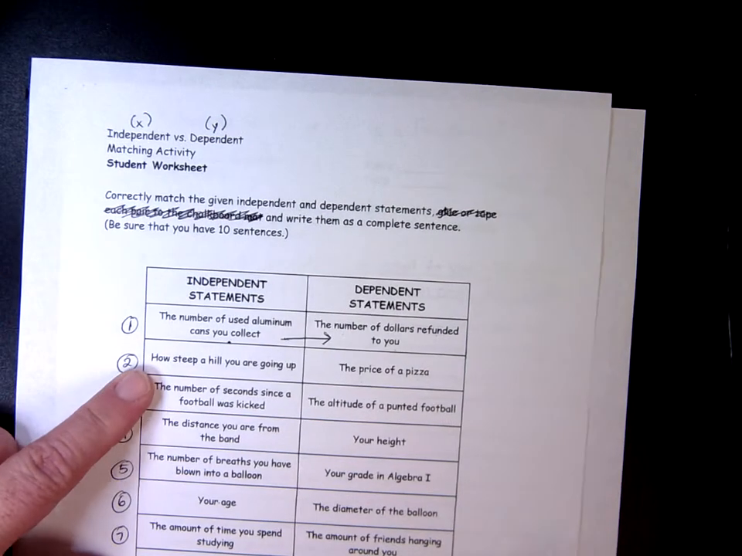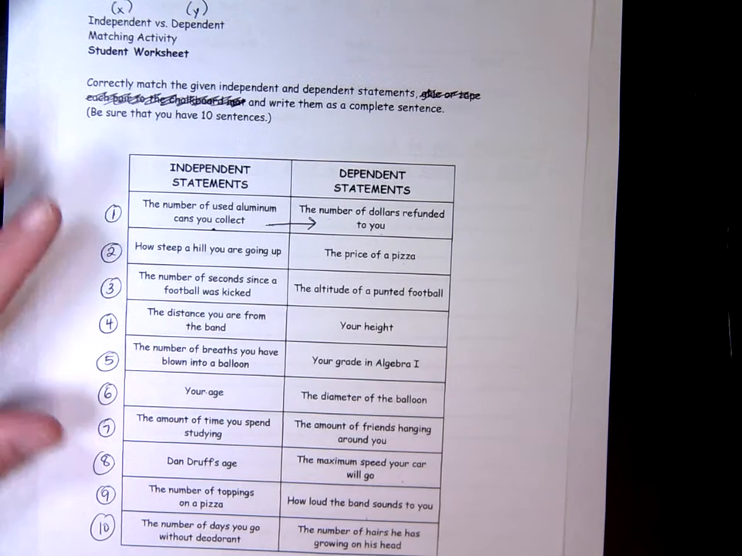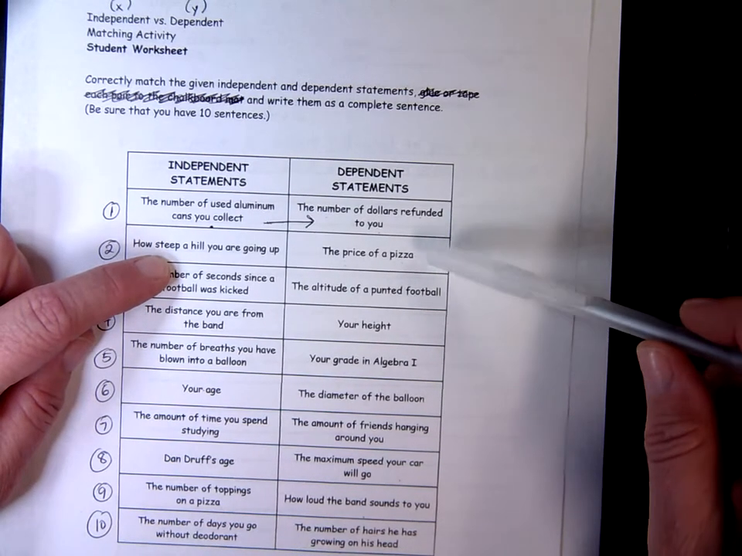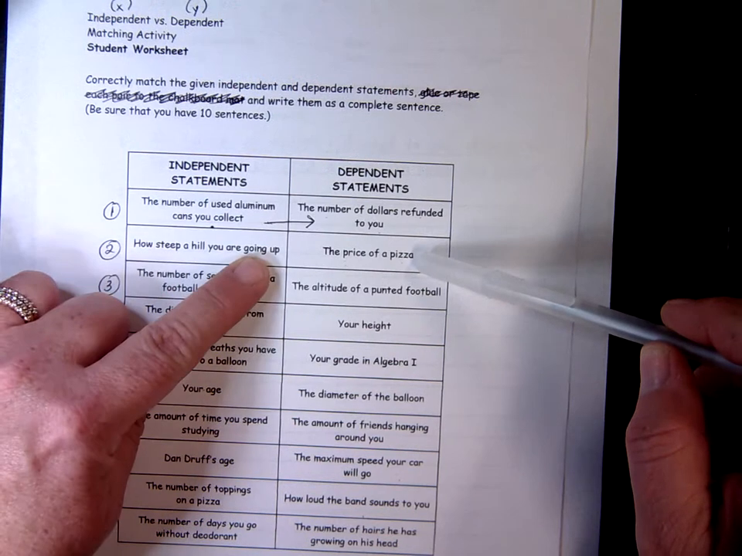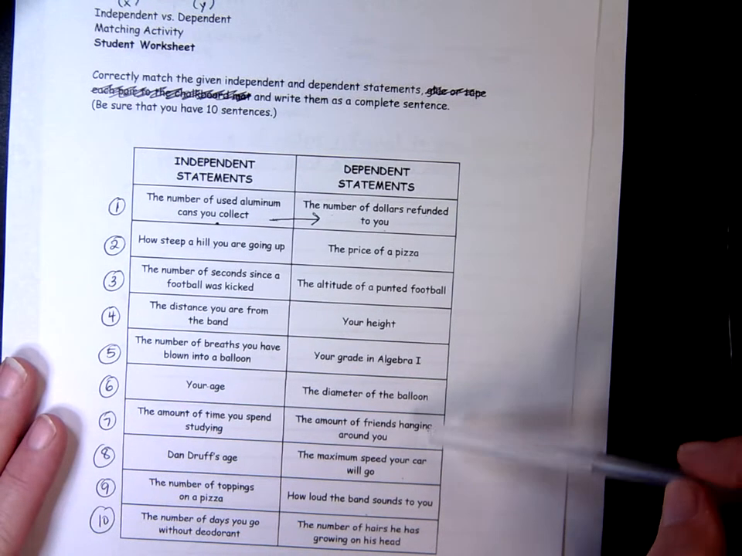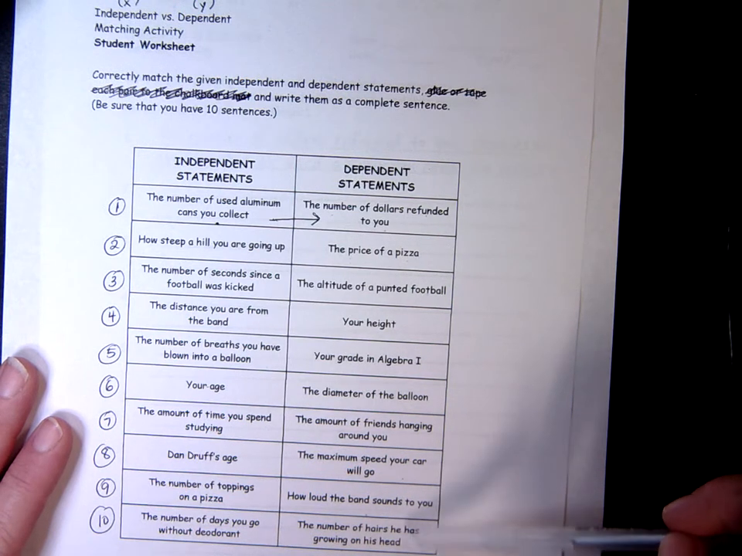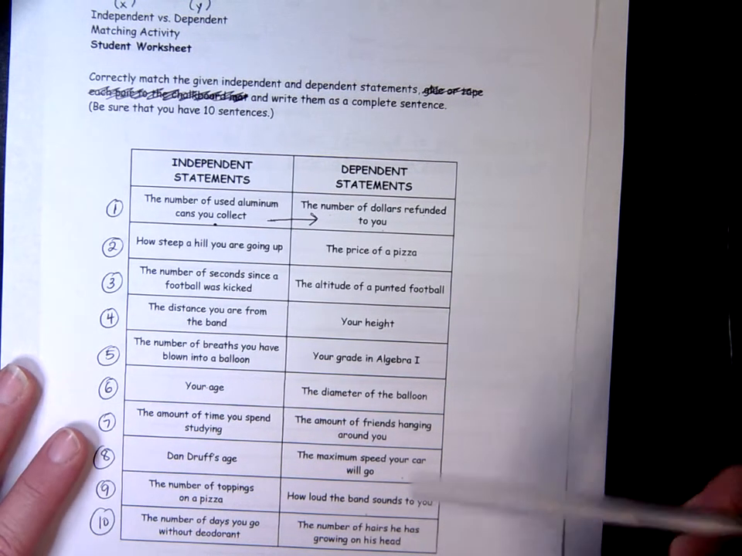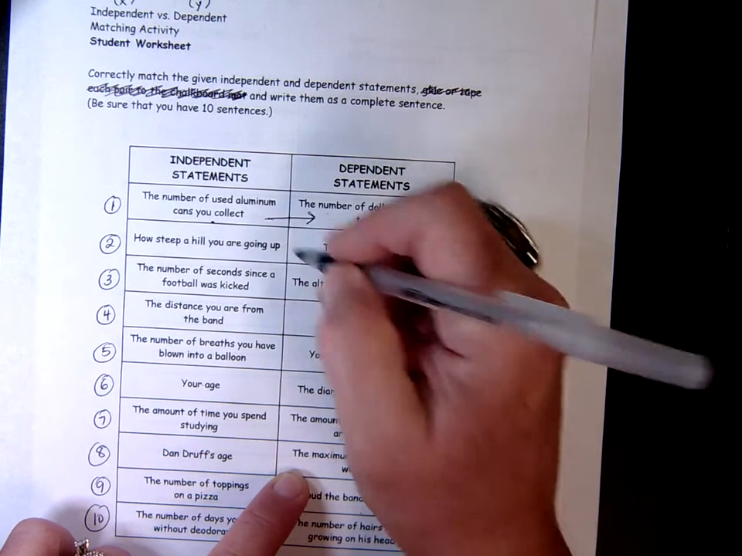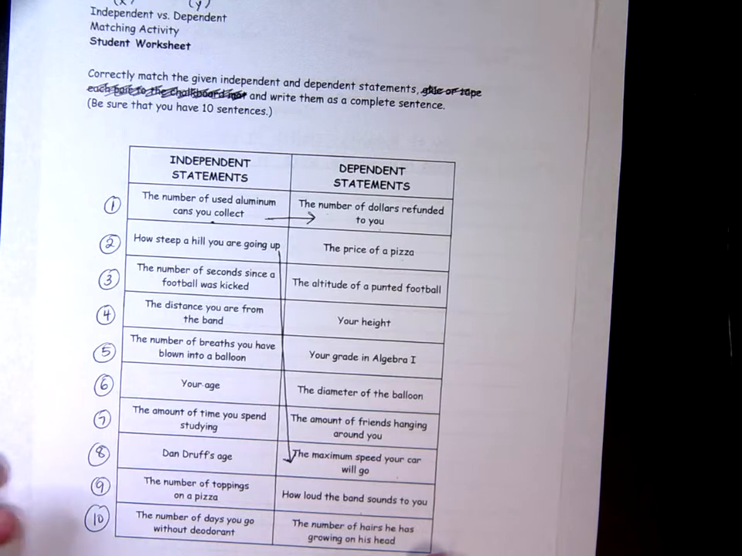How steep a hill you are going up. We've already used this one, so we can't use it again. So if you think about going up a hill, possibly talking about speed. Okay. How steep a hill you are going up. We have pizza, a punted football, height, grade in algebra, diameter of a balloon, friends, speed of a car, band, and hair growing on your head. So it looks like this one will go with the maximum speed of your car. So I'm going to draw an arrow down to the maximum speed of my car.